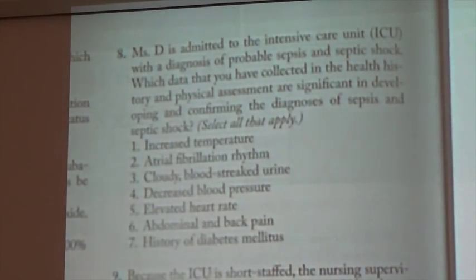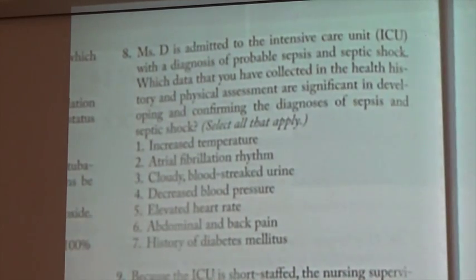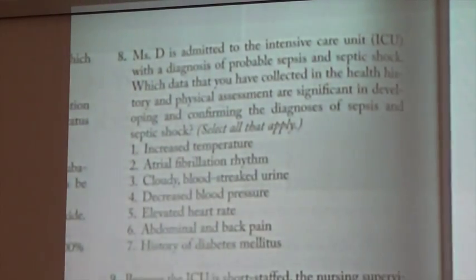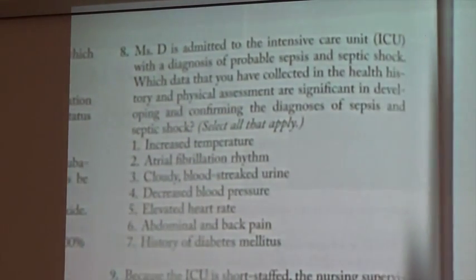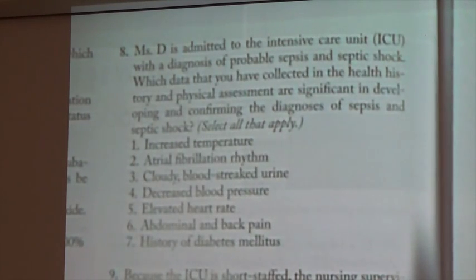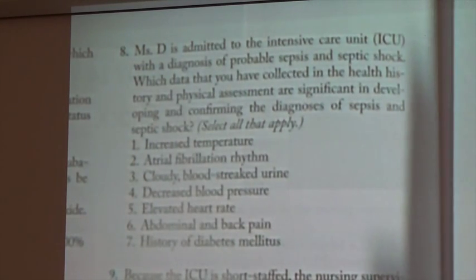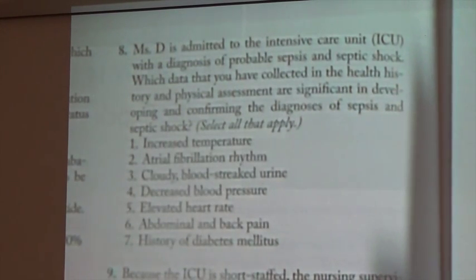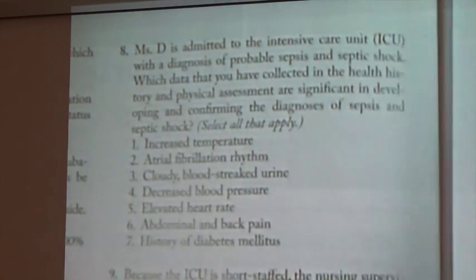Now they actually say six. The abdominal pain and back pain. Where does that come in? Listen. The back and abdominal pain point to a urinary tract infection or pyelonephritis as the cause of sepsis. So it's an answer as well.